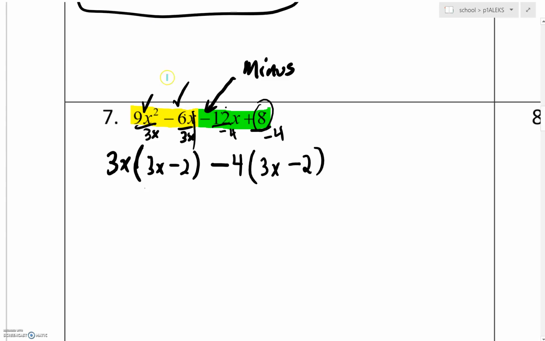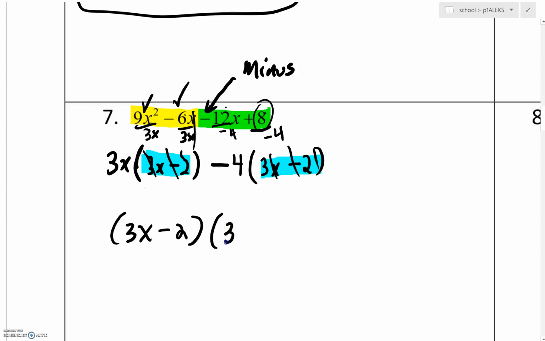And guys, I hope you can see here is this reoccurring theme. These parentheses will always, always, always be the same. So what am I left with? Well, pull out your 3x minus 2 and imagine that you're taking it away. What's left? A 3x minus 4.